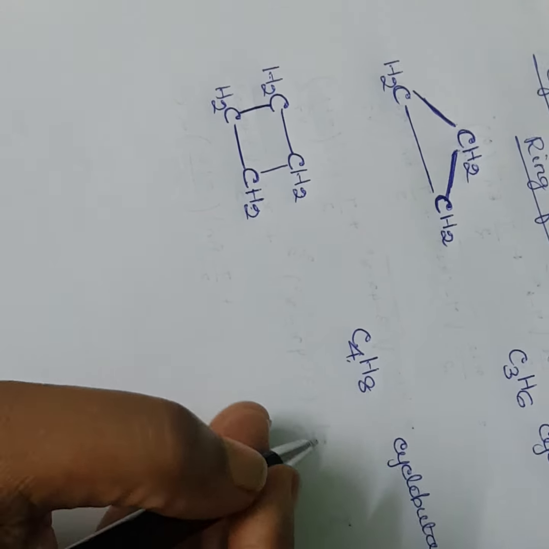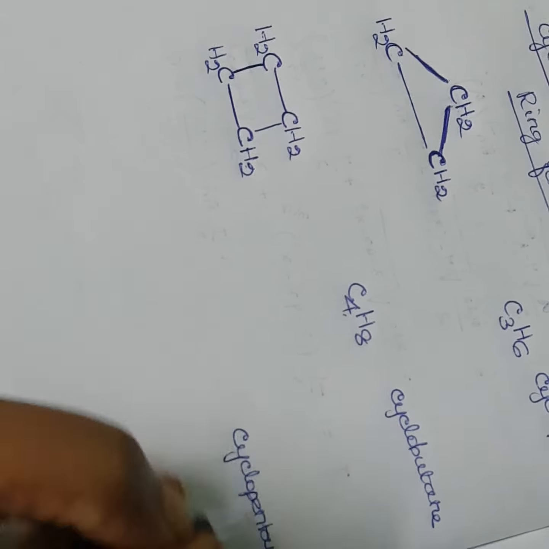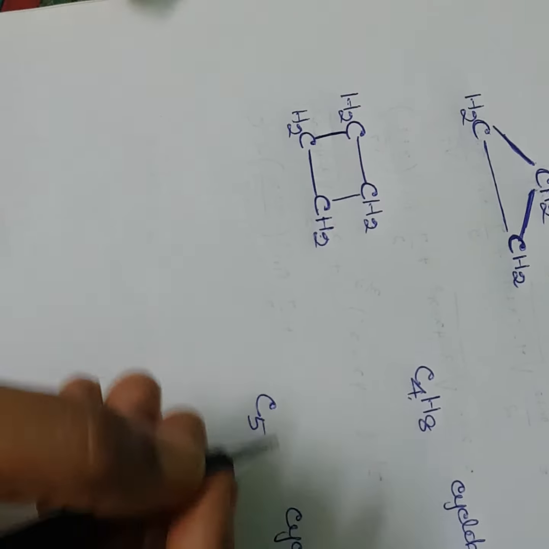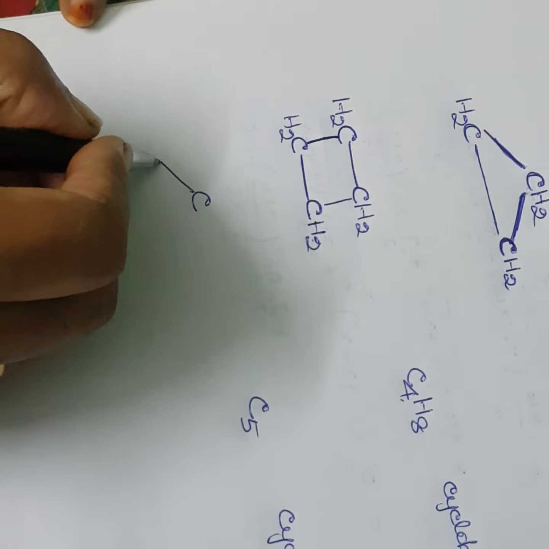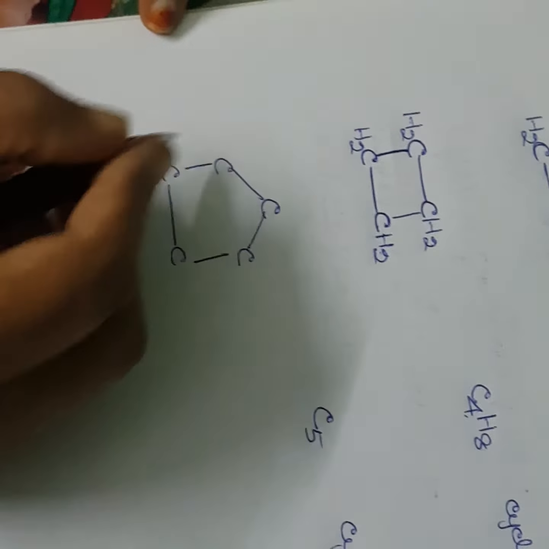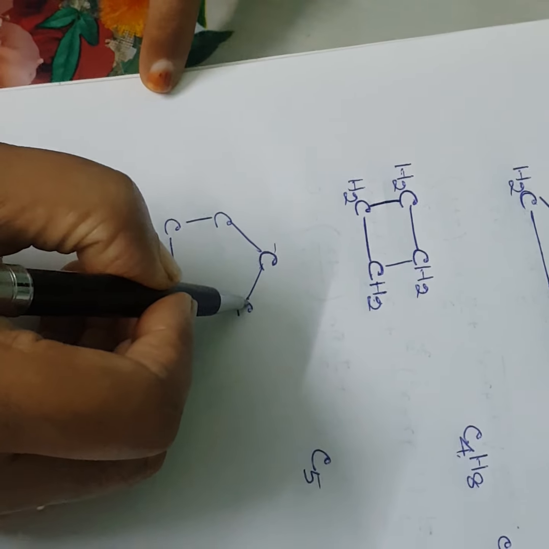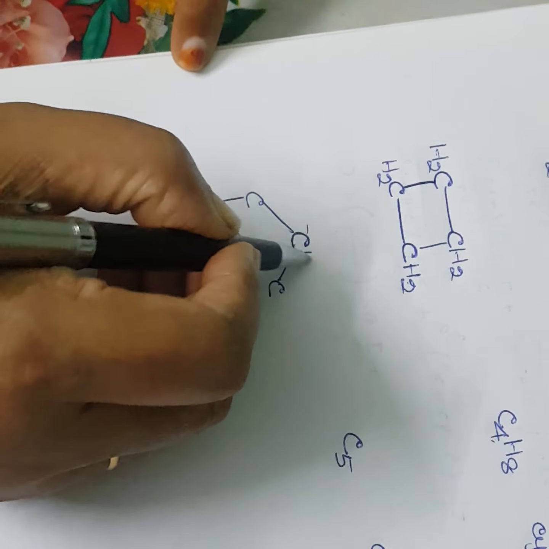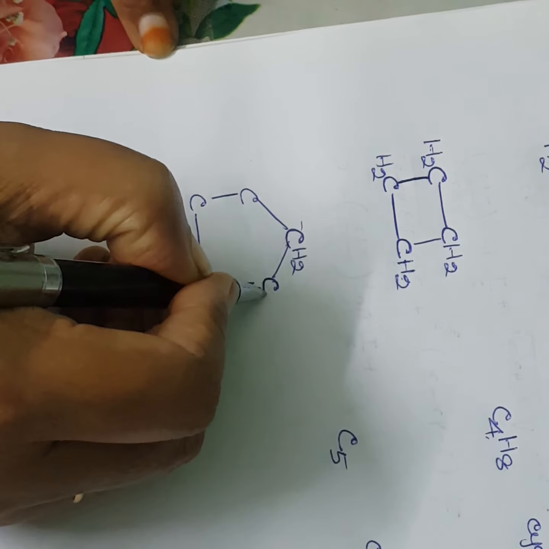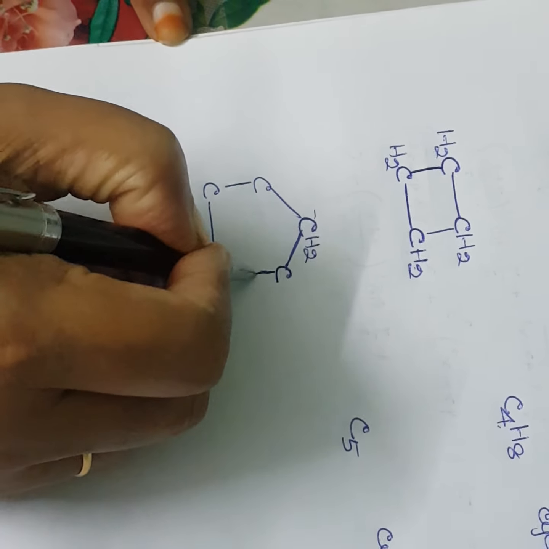The next cyclocompound is cyclopentane. Cyclopentane means it is a cyclocompound with 5 carbon atoms. A 5 carbon atomed ring will be a pentagon. So this is a 5 carbon atomed ring. Now look at this carbon. It is already satisfied with 2 valencies. So the remaining 2 will be hydrogen. Always bear in mind that carbon's valency is 4. So how many bonds are already satisfied? The remaining we have to satisfy with hydrogen.